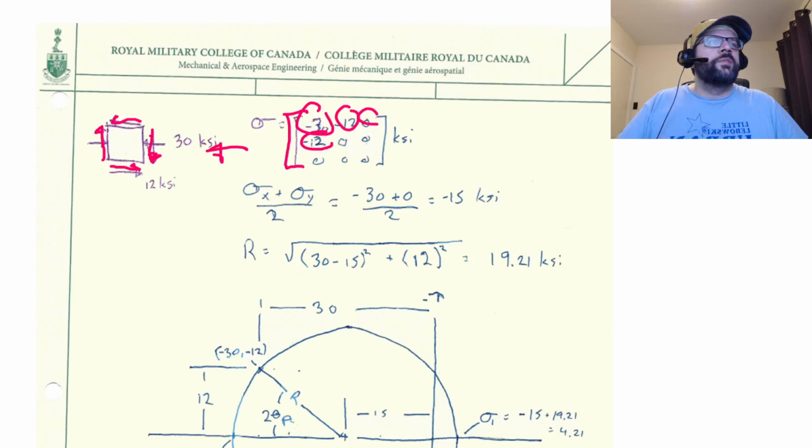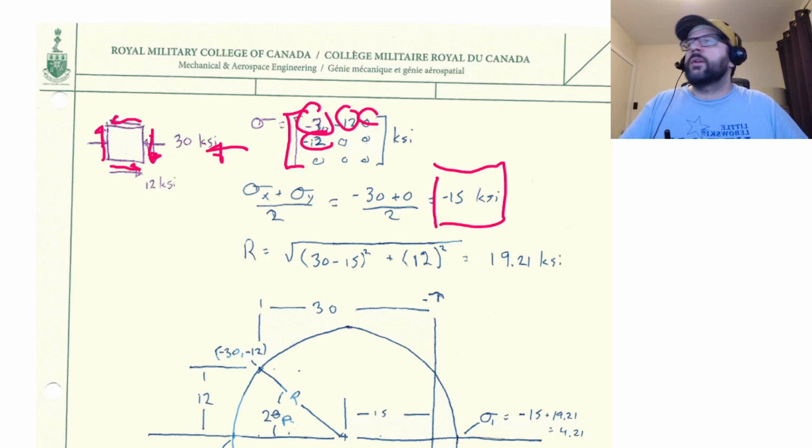So the first step when we want to construct Mohr's circle is to figure out where the center is going to be. That's our sigma x plus sigma y divided by 2. So negative 30 plus 0 divided by 2 gives us negative 15 ksi. Our radius, again, is just based upon the coordinates that we know.